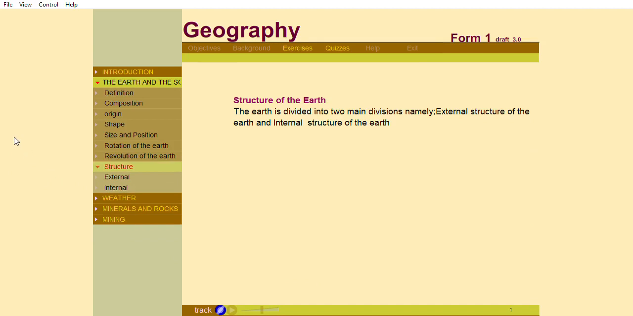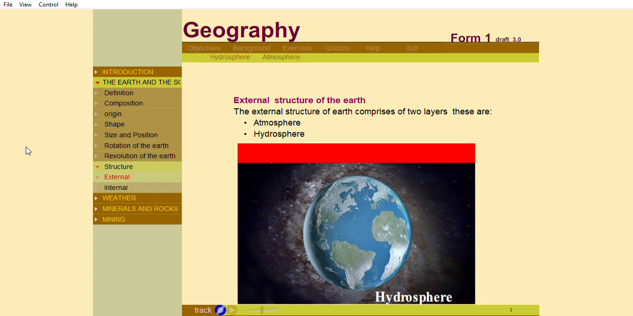The Earth is divided into 2 main divisions, namely the external structure of the Earth and the internal structure of the Earth. The external structure of the Earth comprises 2 layers. These are the atmosphere and the hydrosphere. Atmosphere. The atmosphere is the air that surrounds the Earth. It is made up of gases, dust particles, and water vapor. Hydrosphere.